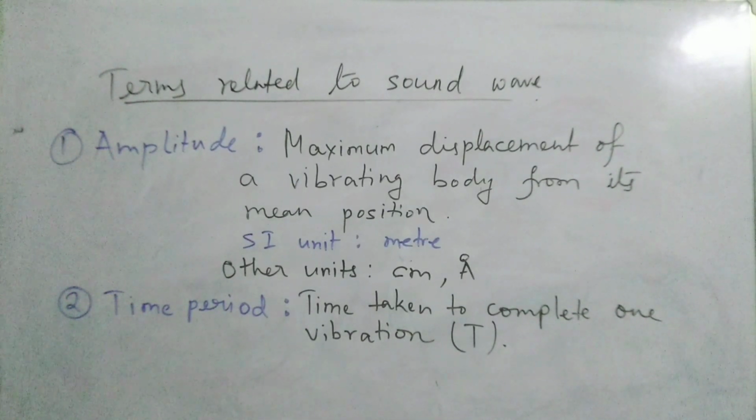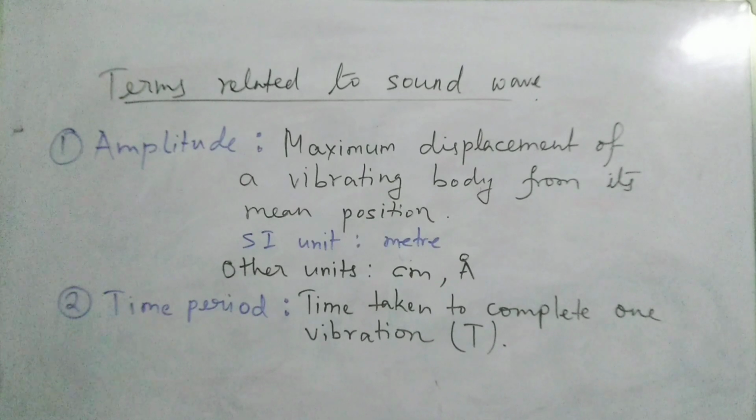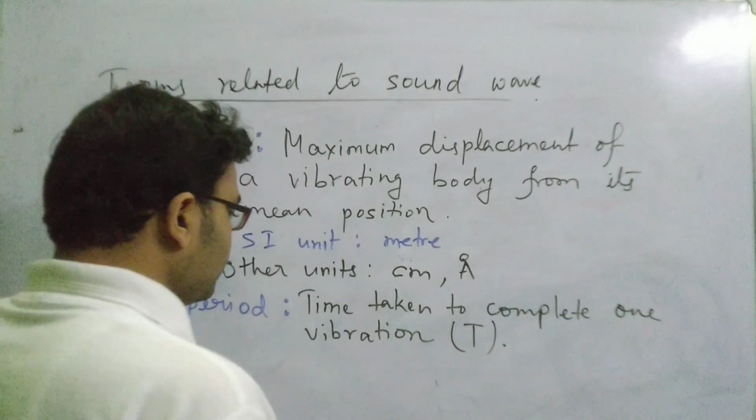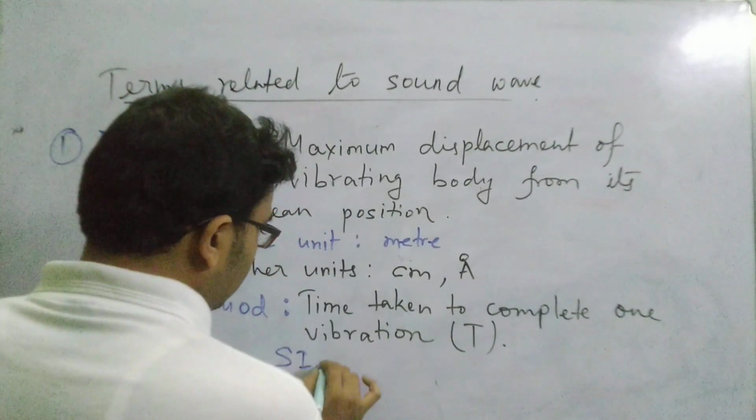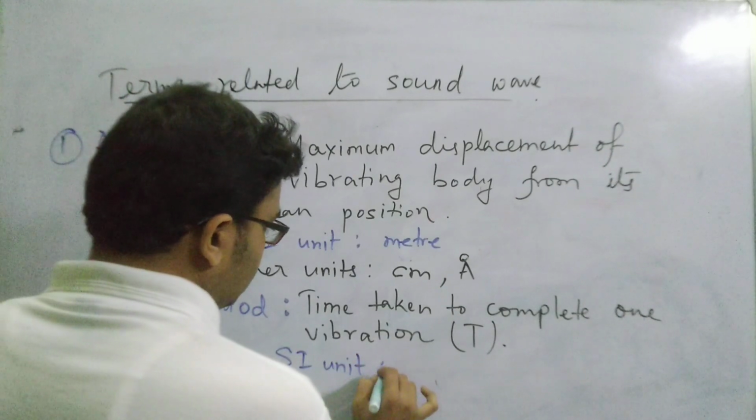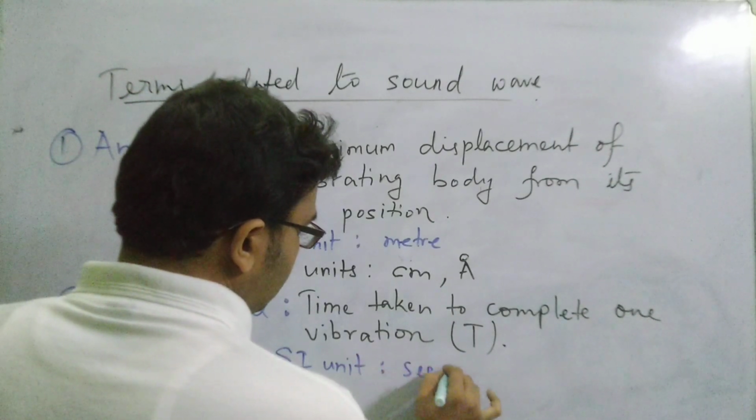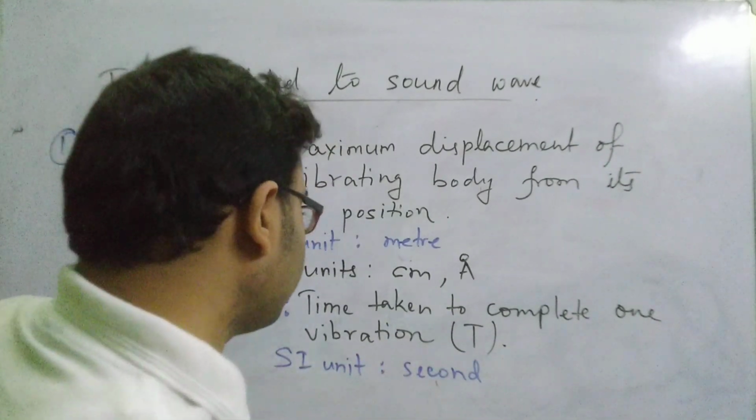Now what do you think will be the SI unit for time period? Obviously time period is the time taken. So what is it? It is time. The quantity is actually time. So the SI unit of time period is seconds. Okay, it is second. Fine.